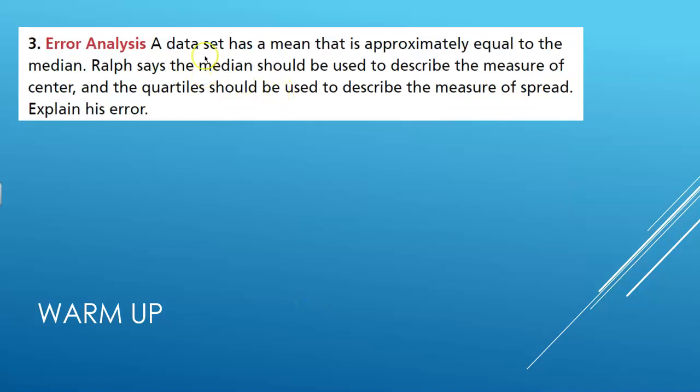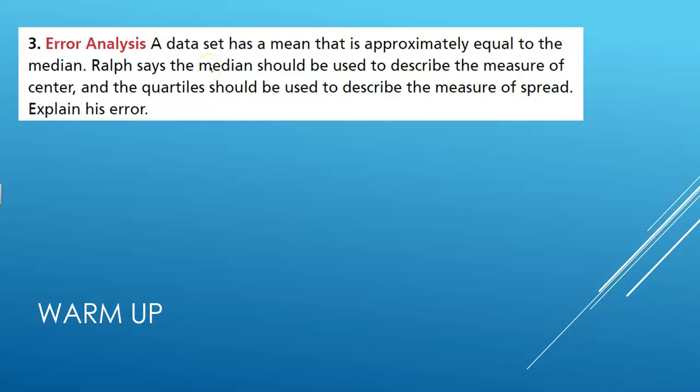I want you to look at a data set, this problem. A data set has a mean that is approximately equal to the median. Mean and median about equal. Ralph says the median should be used to describe the measure of center and the measure of spread. What was the error here? So think about the description.